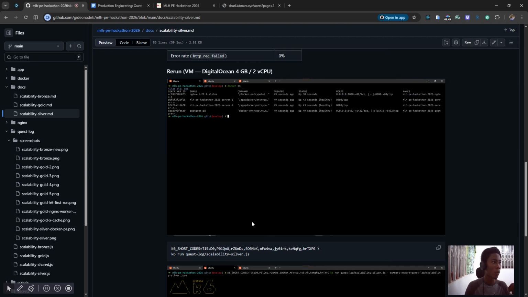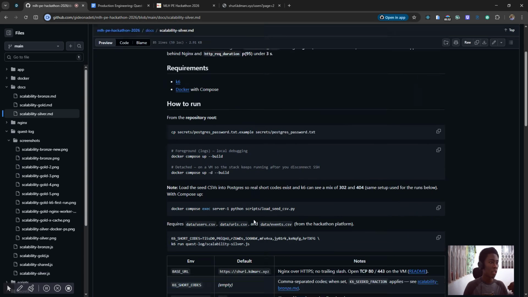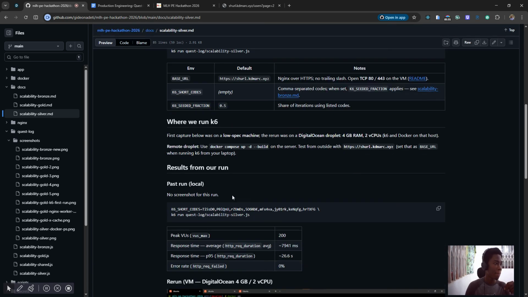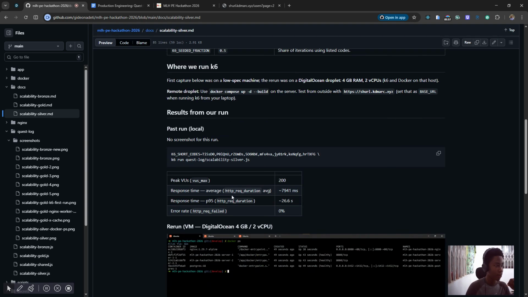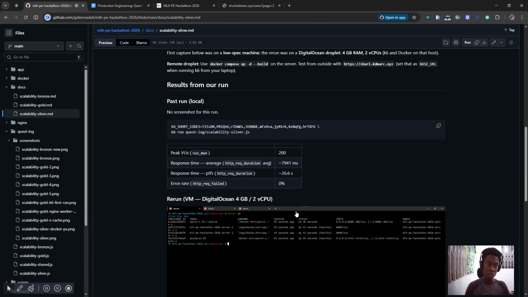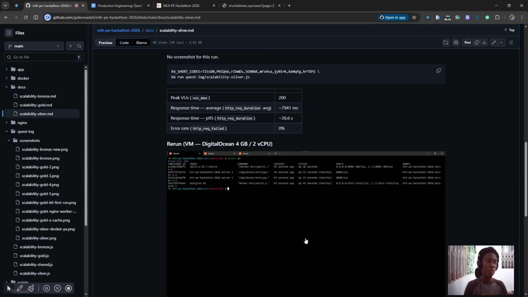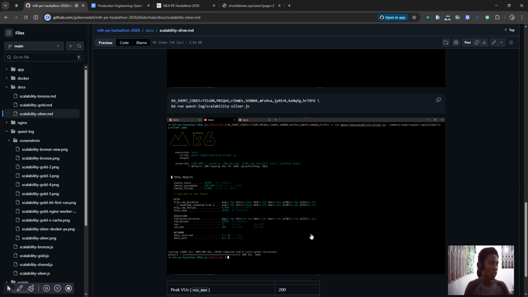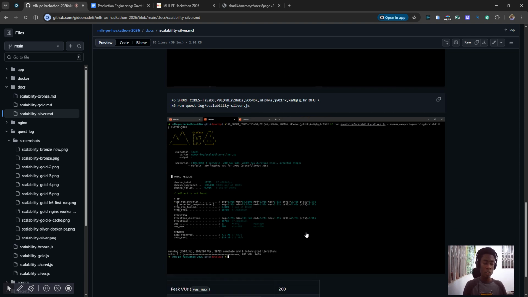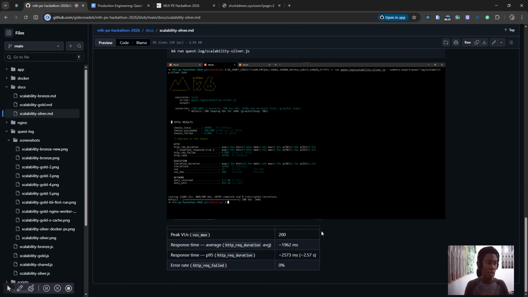The initial run on my machine resulted in these results. The latency on the P95 was around 26.6 seconds. Eventually I realized that it was because of my low end machine, and I moved on to run the test on a virtual machine, which is a DigitalOcean droplet. I got a latency under 3 seconds, which is 2.57 seconds.